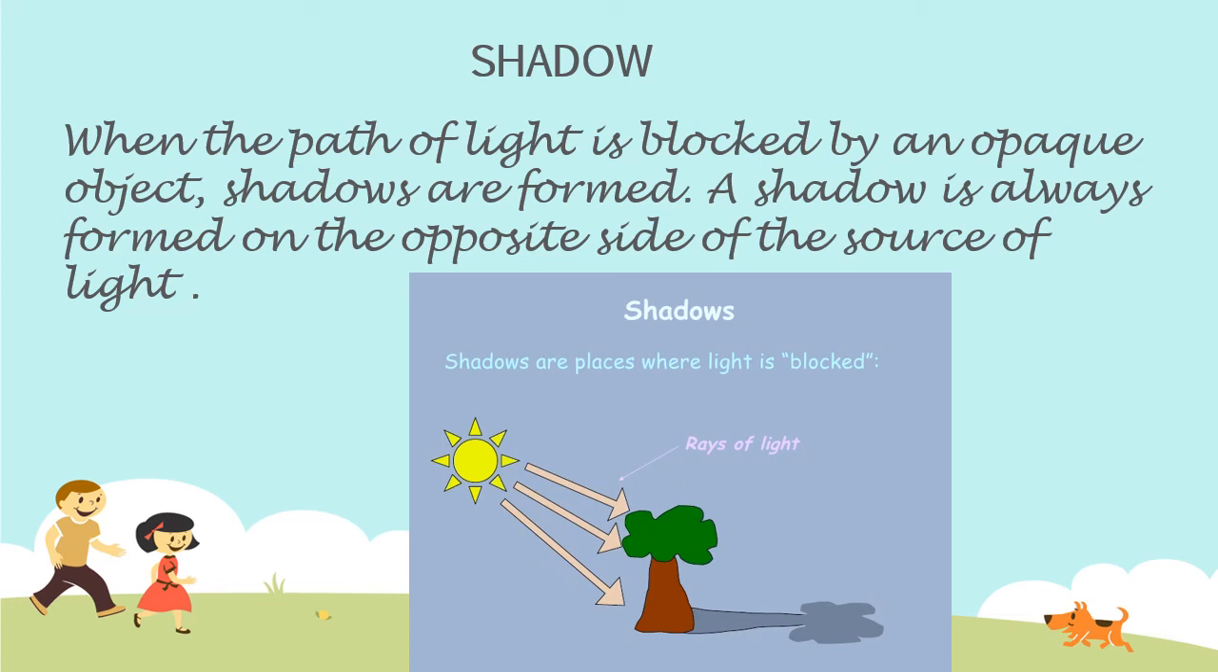When the object comes closer to the source of light, the size of the shadow increases, while it decreases when the object moves away from the source of light. A shadow does not have any color, it is always black.